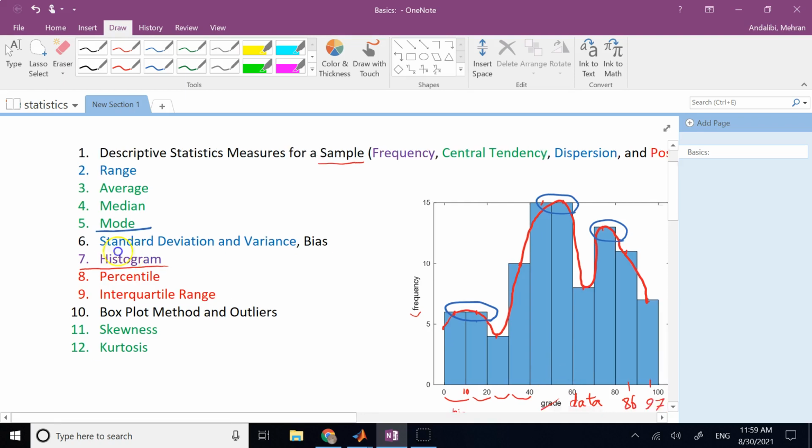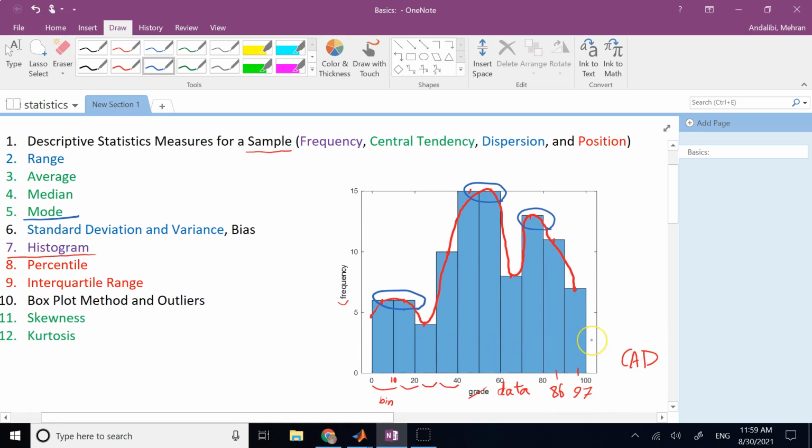So if I want to talk about the mode here in this histogram, mode means the maximum frequency, which is here, this center peak. So if I want to talk about mode, your mode should be somewhere in this range, between 40 to 60. That range of data is where the maximum frequency is happening. So this is called mode.